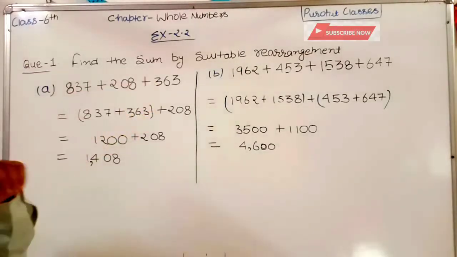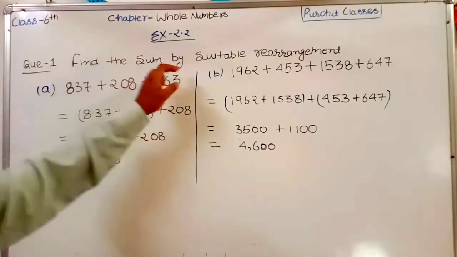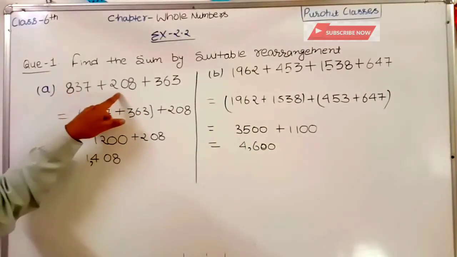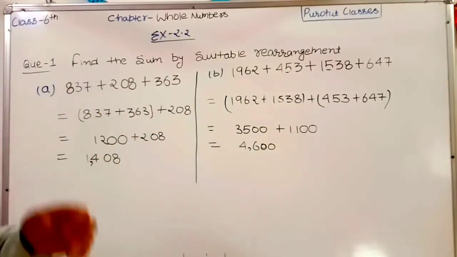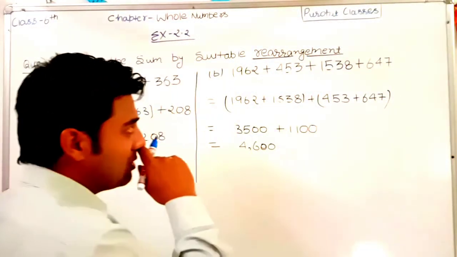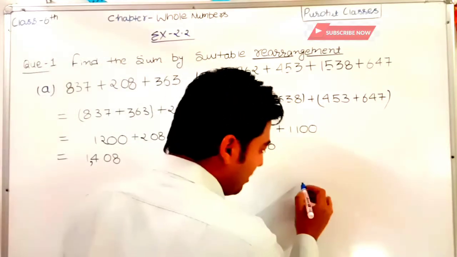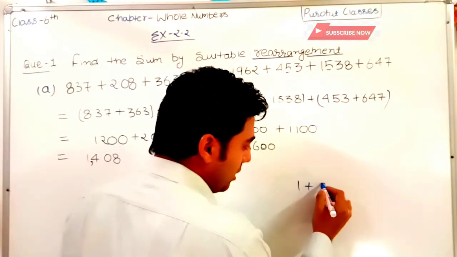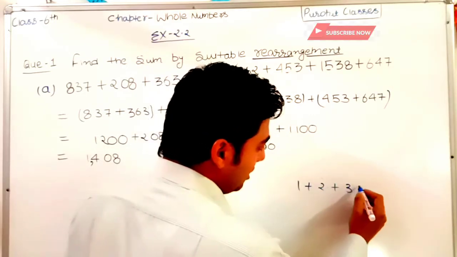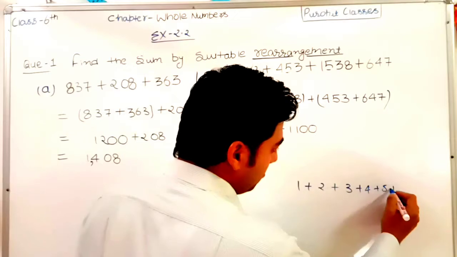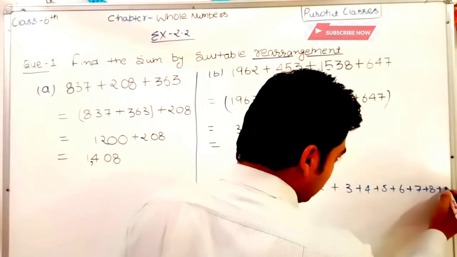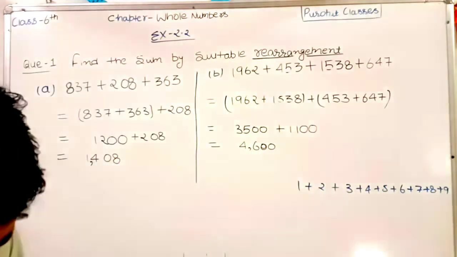So now pay attention. This is exercise 2.2 and it is written, find the sum by suitable rearrangement. Look, one method is that we just find the sum, but here it is written that we have to find the sum by rearrangement. Let us understand what is meant by rearrangement. Suppose we are given 1 plus 2 plus 3 plus 4 plus 5 plus 6 plus 7 plus 8 plus 9. How will we go about this? Now let us pay attention.